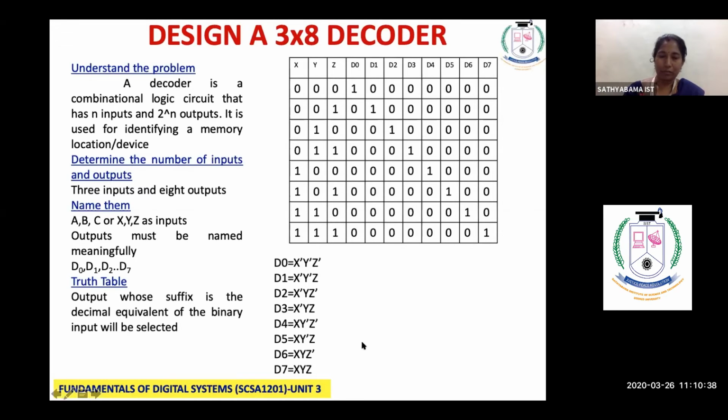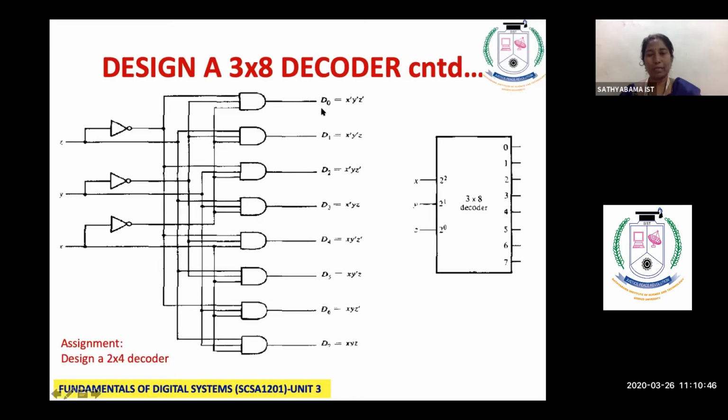So we have to draw a circuit. We know D0 is x dash, y dash, z dash. So we are having X, Y and Z. Of course, it is our wish, we can draw X here, Y here, Z here, but accordingly the diagram will change. So in the Morris Mano book, he has taken X here, Y here and Z here.